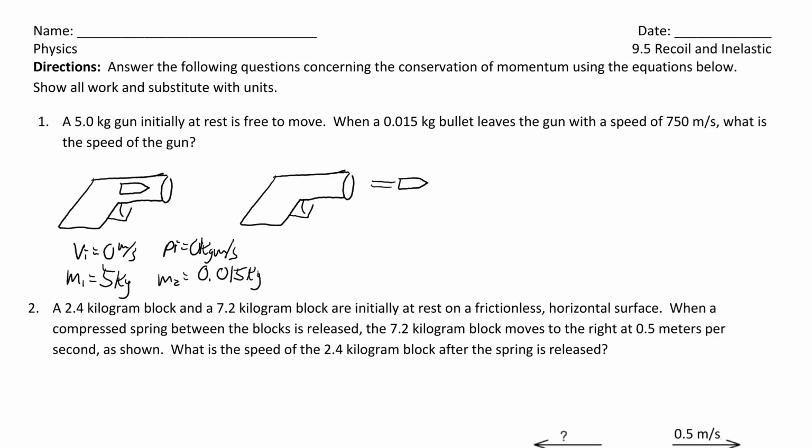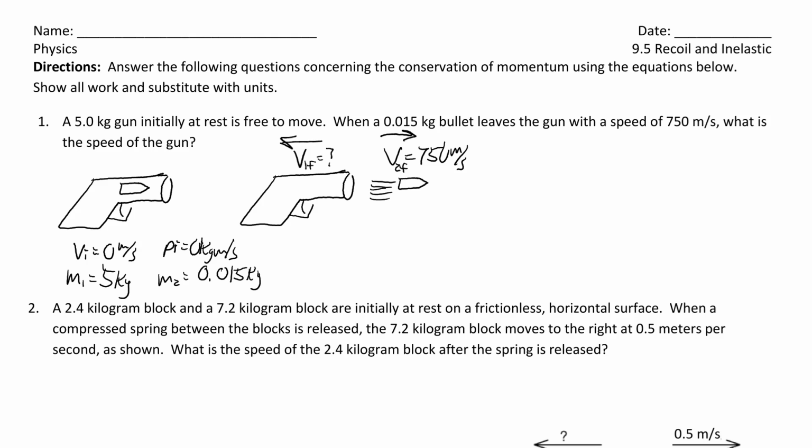Sure, the bullet's going super fast. The velocity is 750 meters per second, and we could call that V2F, the final velocity of the second mass. It's going in this direction. The gun gets pushed back in this direction. It also has some velocity in this other direction, V1F. How do we know that it's being pushed back? Why does it get pushed back? That's kind of a weird idea.